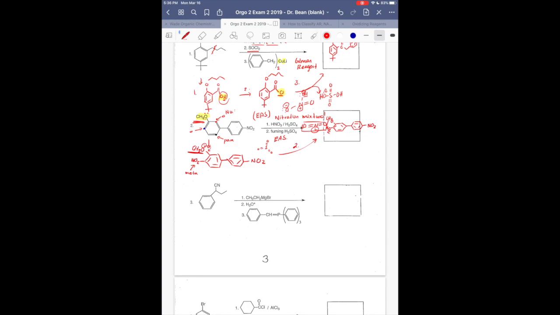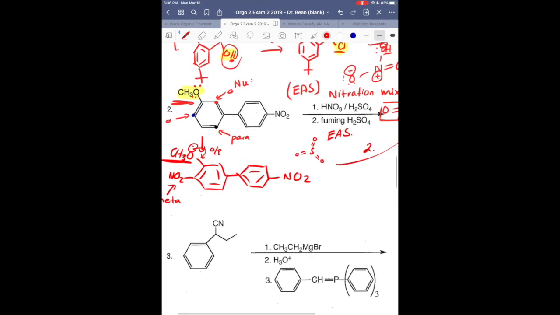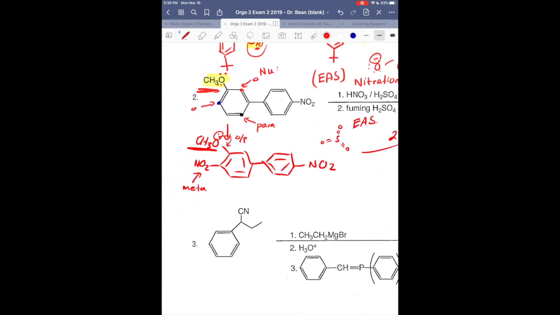Meta. And this is going to be ortho-para, like we said before. So when we have that situation, I just ignore the other group and you pay attention to the one that is the most electron donating that is attached to this ring, okay? Of course, this is more electron donating than that benzene ring that's attached on the other side.